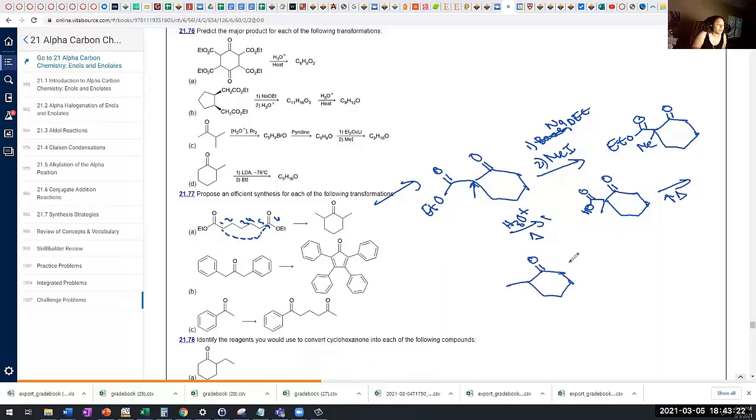And remember, if we want to add a methyl group on the less substituted side, I use a large base like LDA and follow that up with my alkyl halide. But I want to do LDA at low temperatures, so like negative 78 degrees. It's only going to go on the less substituted side. So that's how I would get this product.